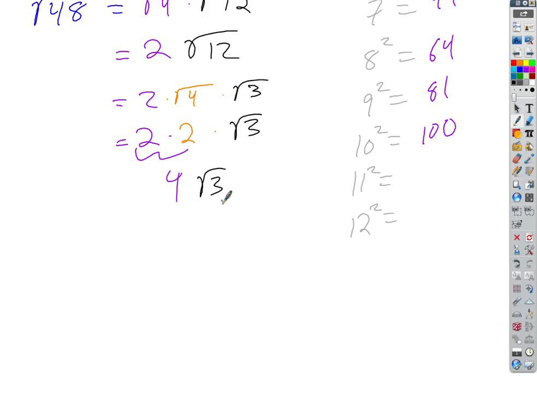So it worked out. It would have been easier if we had just seen that 16 goes into 48, right? And we could have written this all at once as the square root of 16 times the square root of 3, because 16 times 3 is 48, and that just becomes my 4. See what I'm saying? Okay, is that ringing a bell?